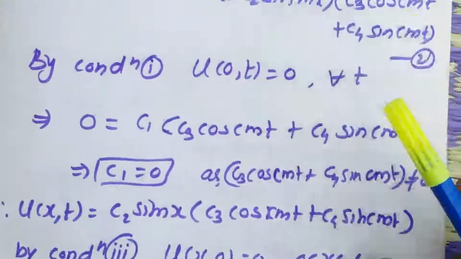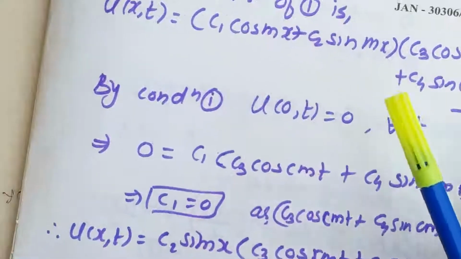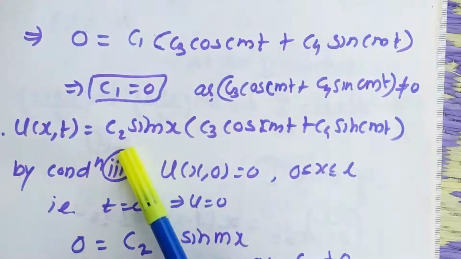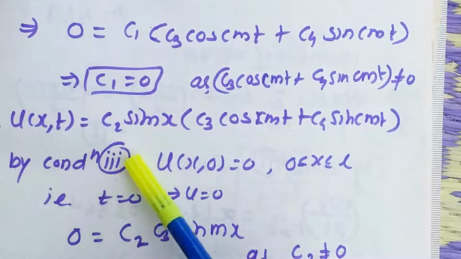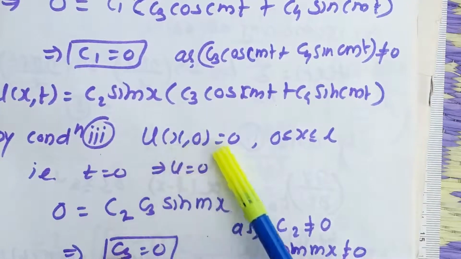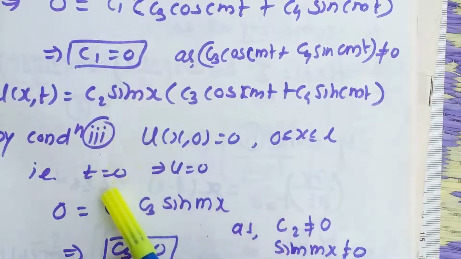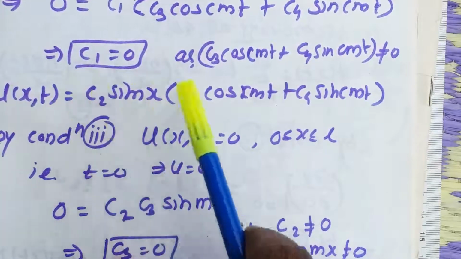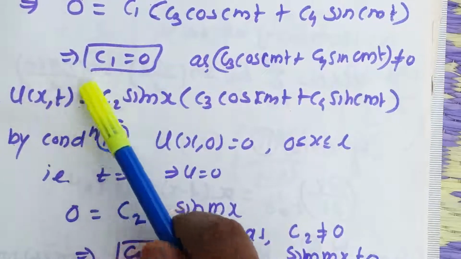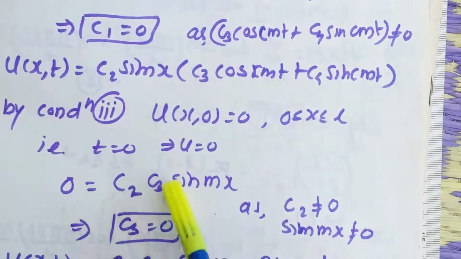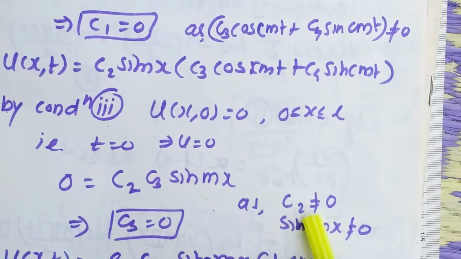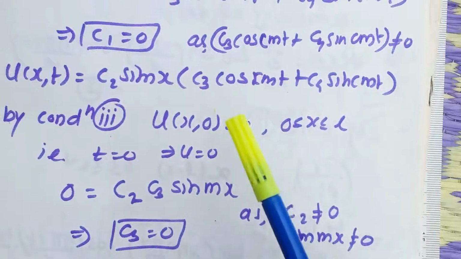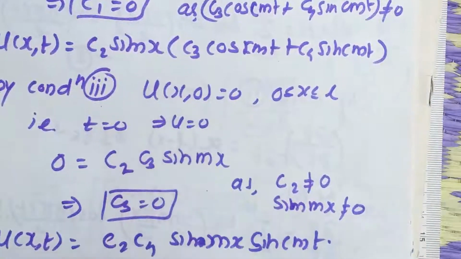After we get c1 equal to 0, the solution reduces to u of x, t equal to c2 sin mx into c3 cos cmt plus c4 sin cmt. Now by condition 3, which is the first initial condition, u of x, 0 is 0, that we are using. Put t equal to 0 and u equal to 0 in this equation. So u is 0, and on the right hand side putting t equal to 0 we get c2 into c3 sin mx. Now here also we have a multiplication of three quantities equal to 0: c2, c3, sin mx. Out of that, c2 is non-zero and sin mx is non-zero, because if one of them were 0, this solution would become 0, right?